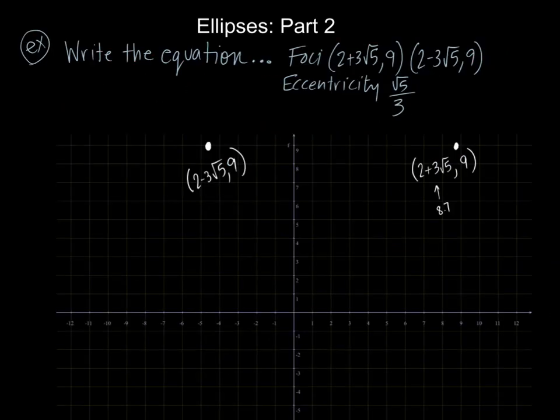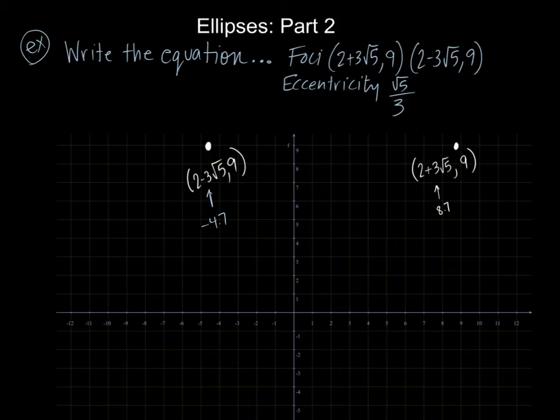All right, on this last example, the info that we're given is the location of the foci and the eccentricity. And if you're given the foci, remember those are along the major axis. So I know that this is a wide ellipse, not a tall one, because these points have to be on the longer axis. And I've got them kind of graphed in place. 2 plus 3 square root of 5 is about 8.7, and this is about negative 4.7. Just so you can get an idea where they are. That doesn't really matter. You can kind of just plot them generically.